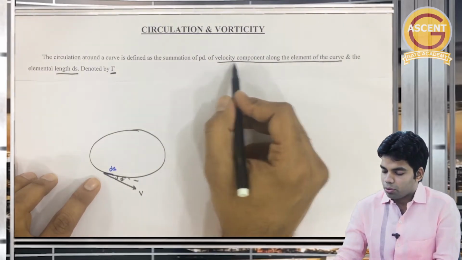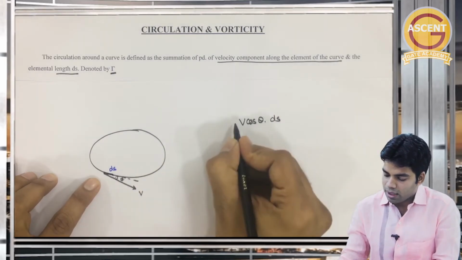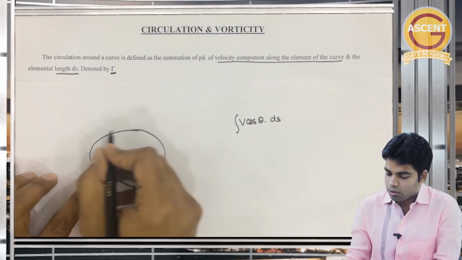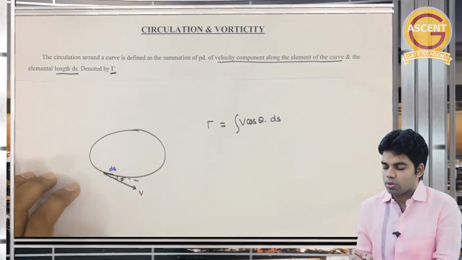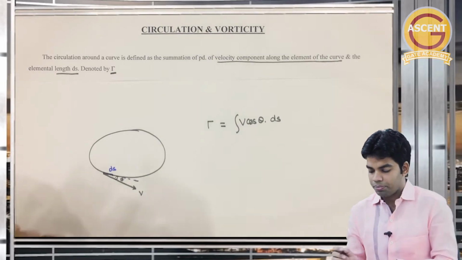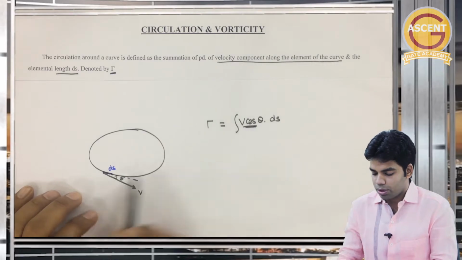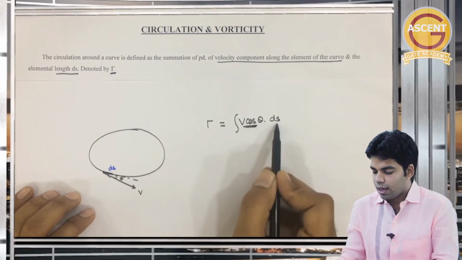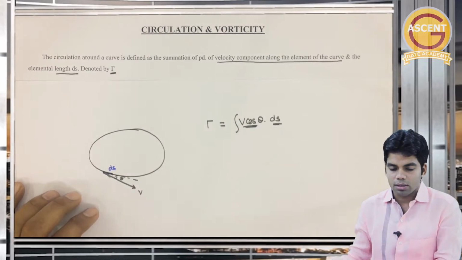And the product of this v cos theta and the elemental length ds, if I take the summation, if I integrate it over the whole curve, I will get the circulation. So this is how we can define and find the circulation: the summation of the product of the velocity component along the element of the curve and the elemental length ds. This is known as the circulation.